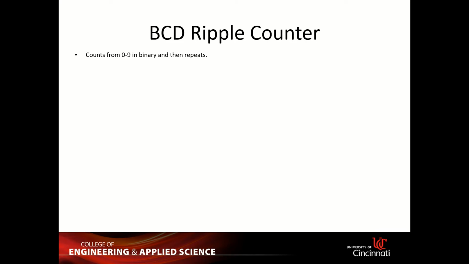But for the BCD Ripple Counter, basically this type of circuit doesn't count from 0 to, let's say, 15 as for a 4-bit binary counter. This circuit counts from 0 to 9, then repeats. Because it counts from 0 to 9, the smallest number of bits for a binary system that you need is a 4-bit system. So you need 4 flip-flops to represent those values.